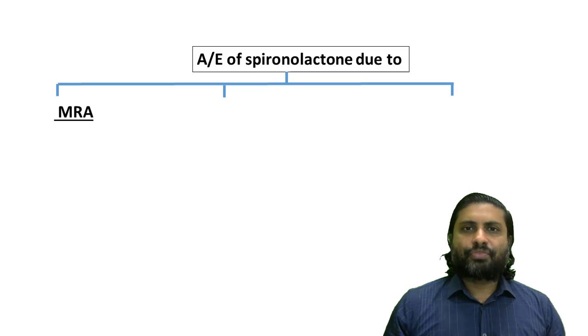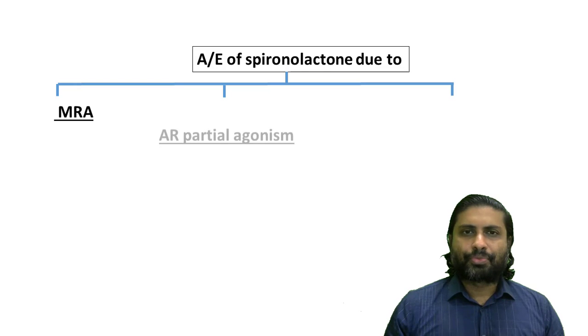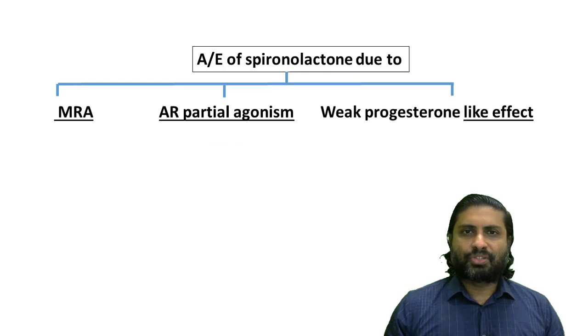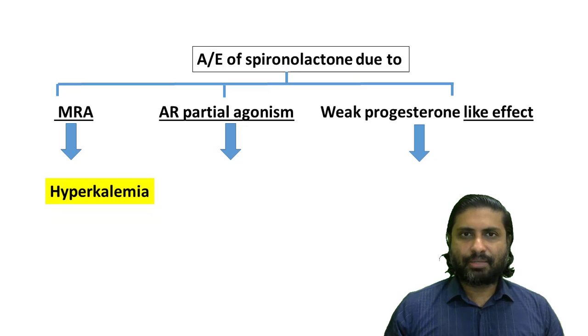Now, the adverse effects of spironolactone can also be explained on the basis of its effects on the various receptors. We know that spironolactone is an antagonist at the mineralocorticoid receptor, a partial agonist at the androgen receptor, and has got weak progesterone-like effect. Now, because it is a mineralocorticoid receptor antagonist, spironolactone can cause hyperkalemia. It can retain potassium and cause hyperkalemia, and this is by far the most important adverse effect of spironolactone. It is a life-threatening adverse effect and is potentially fatal.